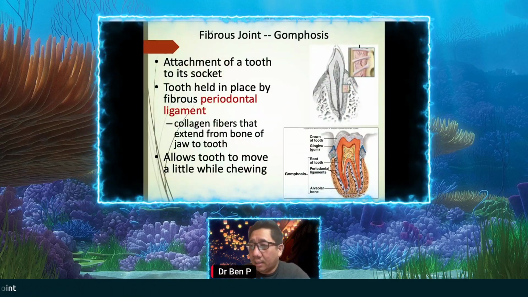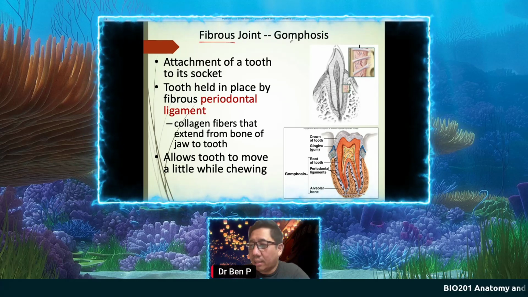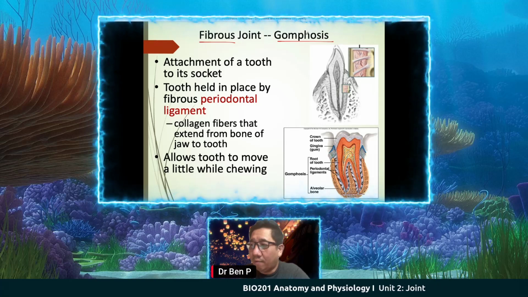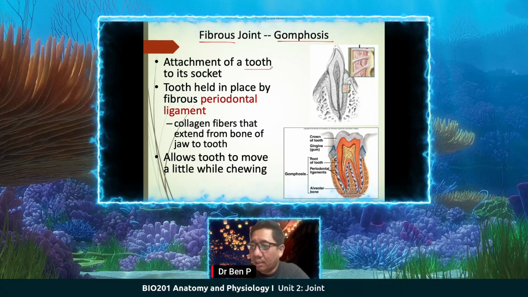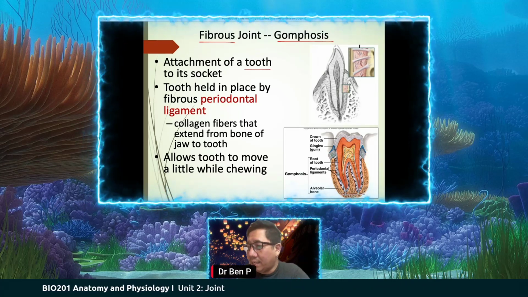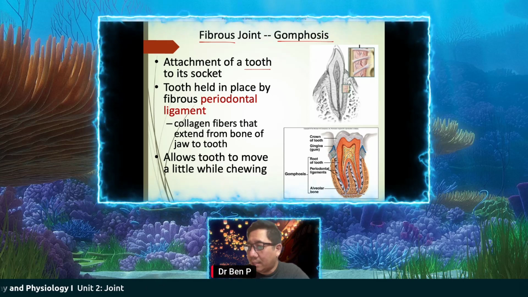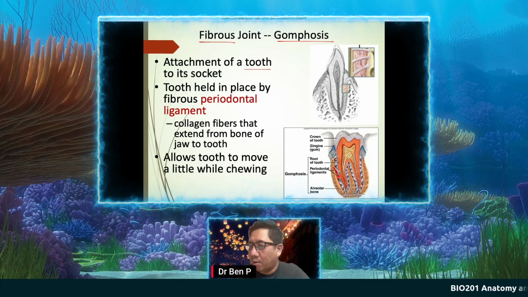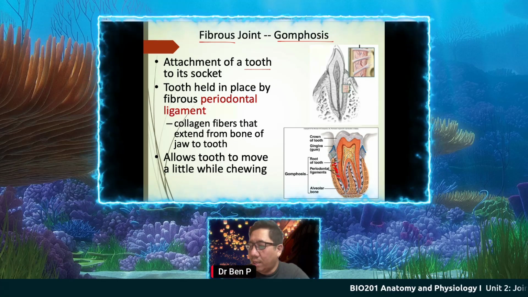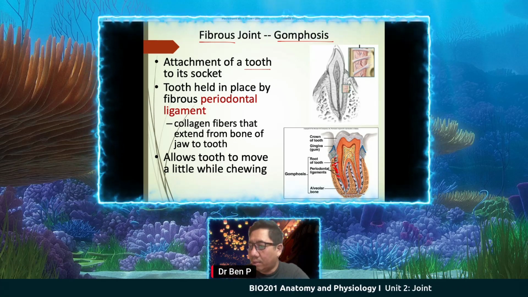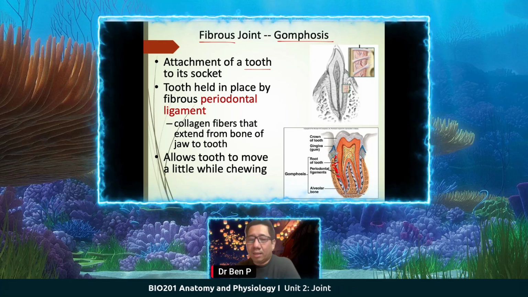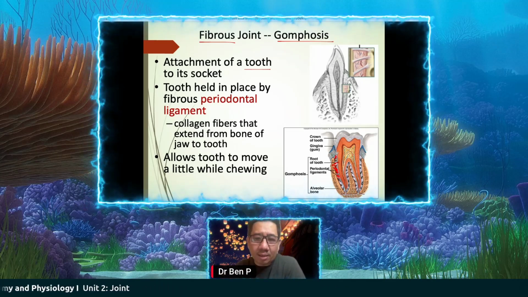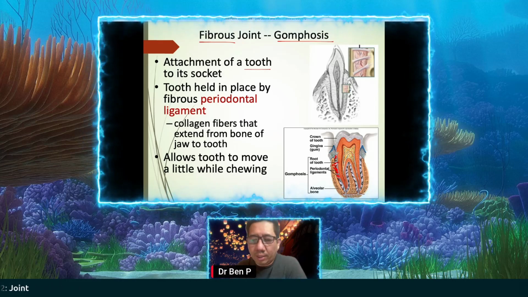The second part of the fibrous joint is gomphosis. Gomphosis only happens in your teeth. Think of teeth, the tooth socket. You have these periodontal ligaments joining and holding down your permanent tooth in the bone. That's the periodontal ligament. It lets your tooth move just a little bit while you chew, helping with chewing.